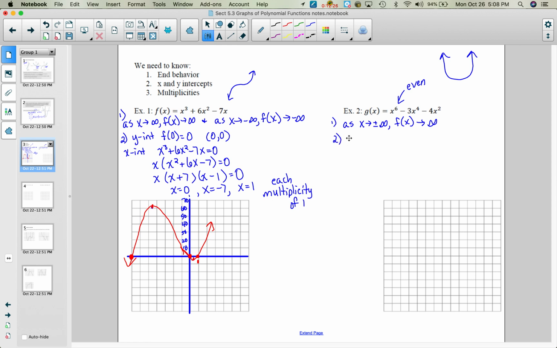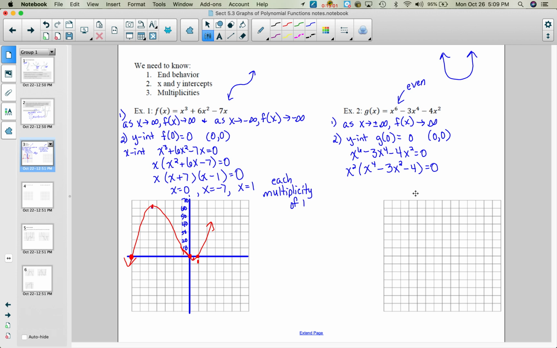The second one, I'm going to do the y-intercept first again. So g of 0, we get 0. So (0, 0) is my y-intercept. To get my x-intercept, I'm going to let this equal 0. Again, GCF factoring first, I can pull out an x squared, and I'm left with x to the 4th minus 3x squared minus 4.